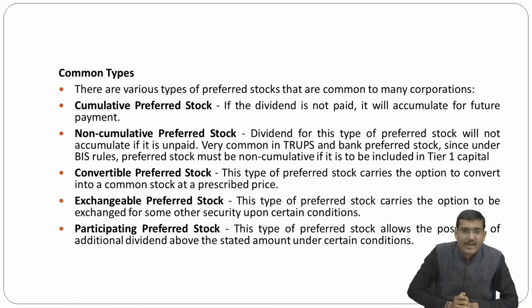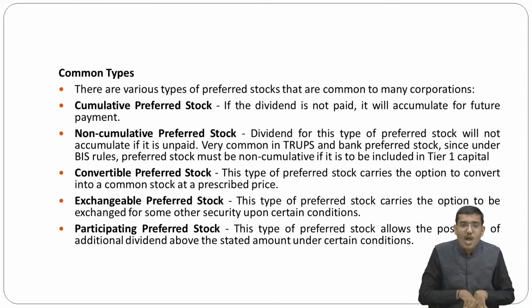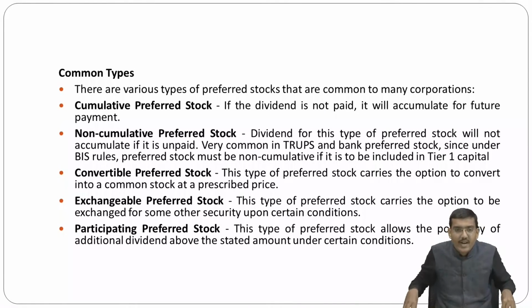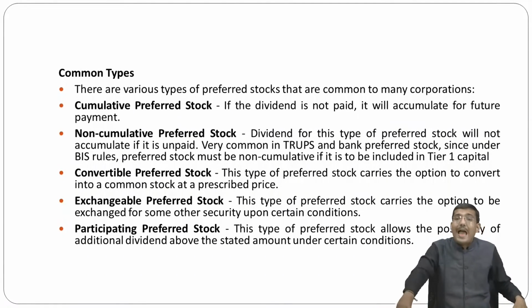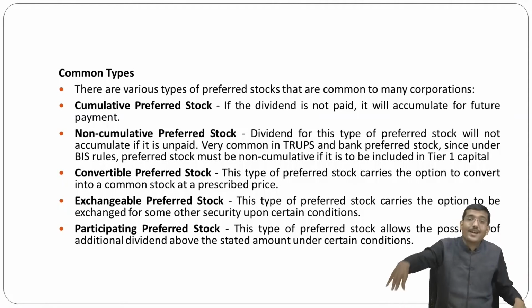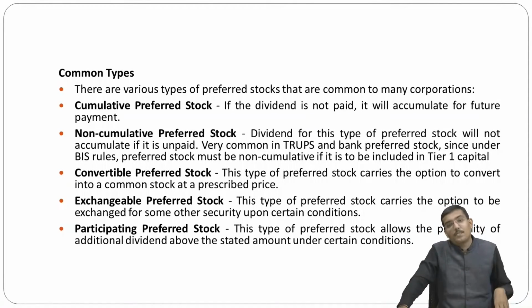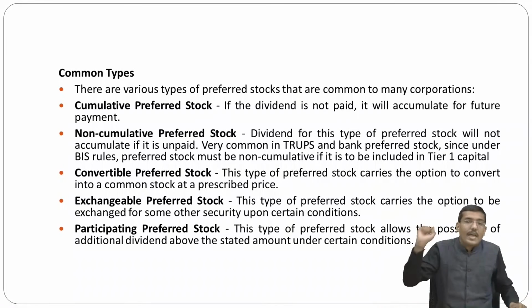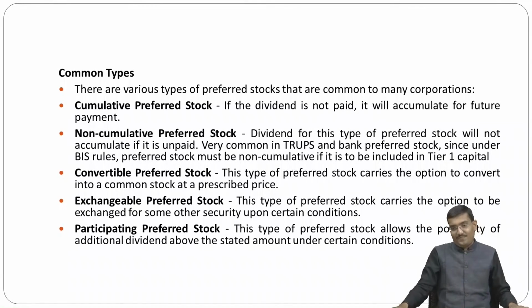For non-cumulative preferred stock, the dividend will not accumulate if it is unpaid, and this is very common. In banks, under the BIS rule, preferred stock must be non-cumulative if it is to be included in tier 1 capital.